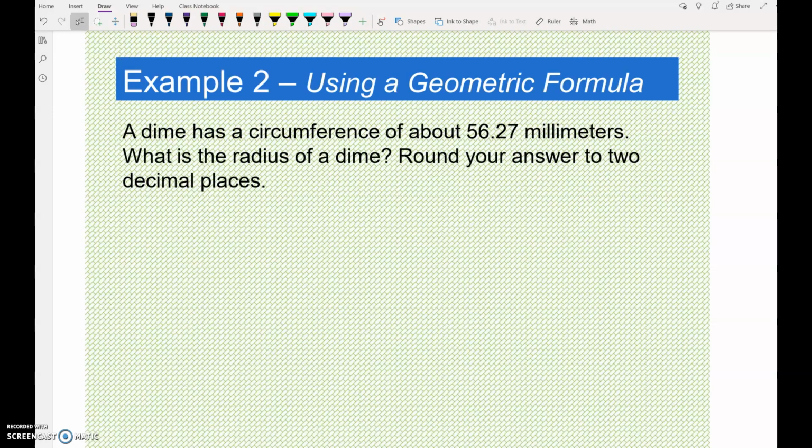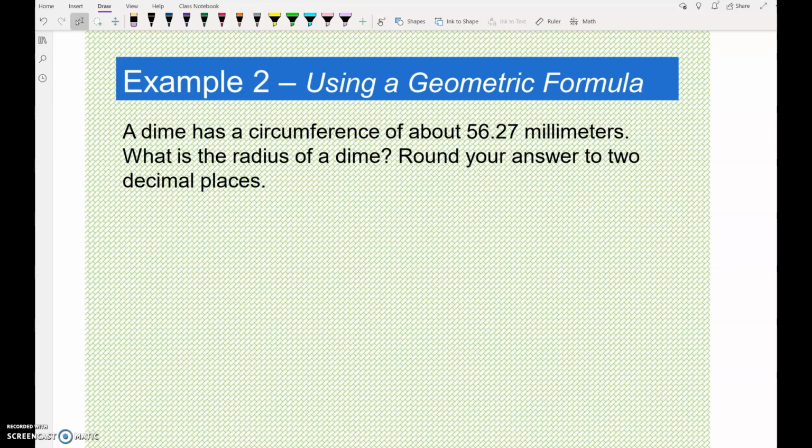The inside cover of your textbook has a whole bunch of formulas, so if they ever reference a formula that you don't know, try opening the front cover of your book. There's tons of formulas there. A dime has a circumference of about 56.27 millimeters. What is the radius of the dime? Round your answer to 2 decimal places.